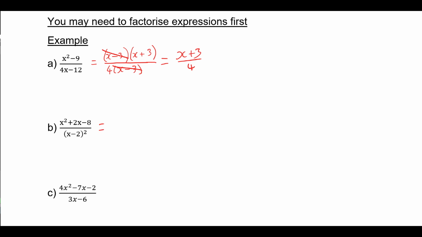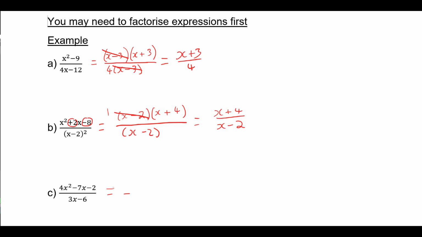The second example, we need to factorize the quadratic on the top. So we need a pair of numbers that will multiply to give minus 8 and add to give 2. That's going to have to be minus 4 and plus 2. So we have x minus 4 and, oh, does that work? That doesn't work. x minus 2, sorry, and x plus 4. And we can then divide the top and the bottom by x minus 2. So on the top we just have 1, and on the bottom we just have x minus 2. This gives us x plus 4 over x minus 2.